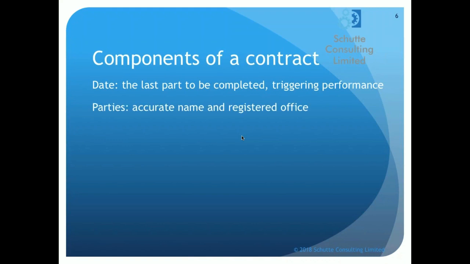The parties, things to look out for. You need to ensure you've got the right name of the parties. It sounds pretty obvious, but it's amazing how difficult it can be to get that right, particularly in multi-layered or joint venture or SPV type arrangements where you've got multi-tiered, multi-layered vehicles which are delivering big projects. Make sure you get the right name and the correct registered office for the party which is entering into this particular contract.